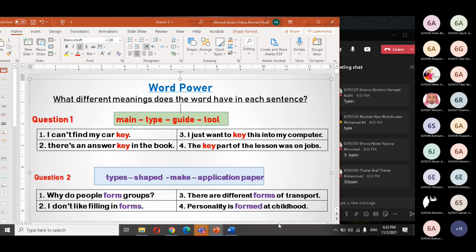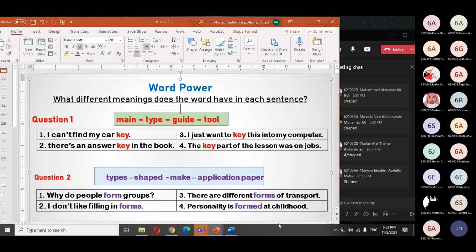The last one, personality. Your personality is formed at childhood. So here formed, yes, shaped. Your personality is formed at childhood. Okay.